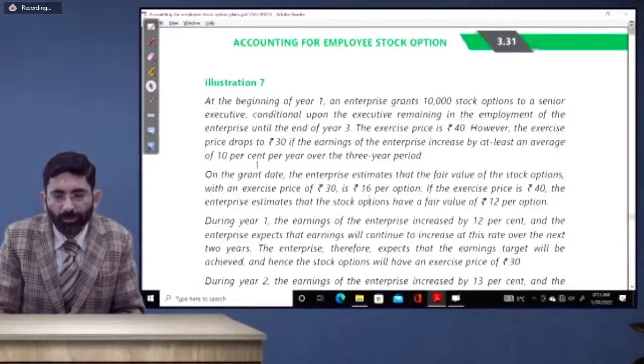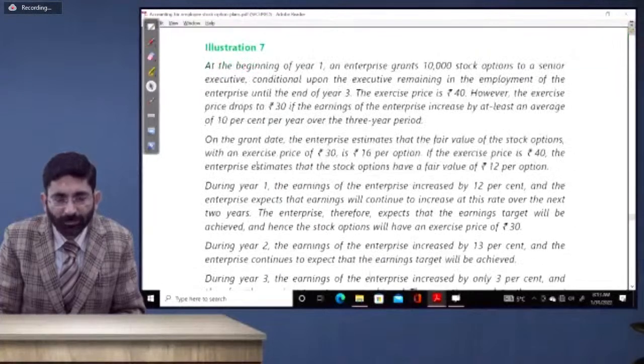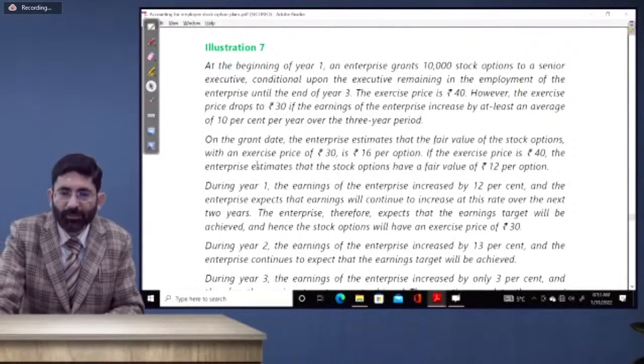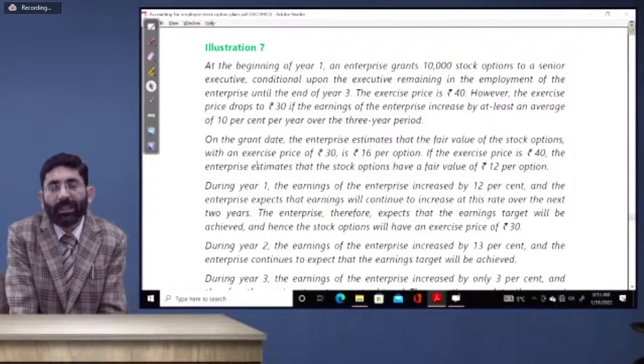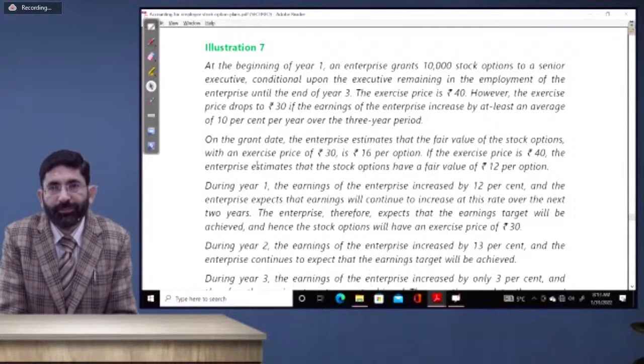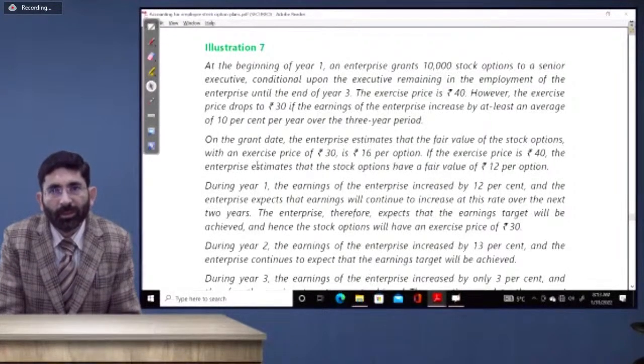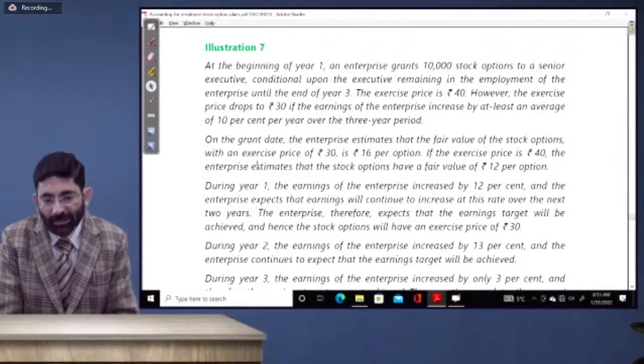I need one favor from your side. I am discussing illustration 7 with you. You have to pass the journal entries of illustration number 7 by yourself. Neither am I going to do it for you, nor is it given in the module. You may have to pass these entries and send them to me.